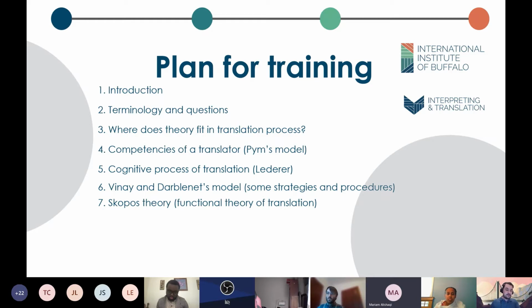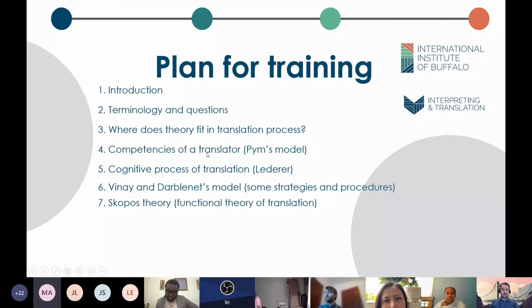Here we only have a few terms, but it's okay. We'll have more terms as we go through the presentation. Then I'm going to talk about where theory fits in the translation process. So why study theory when you already basically are bilingual? I'm going to talk about competencies of a translator.